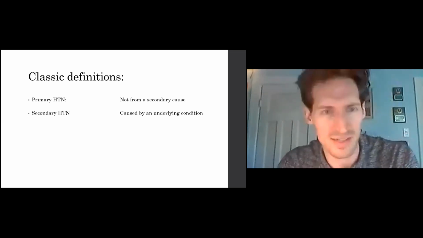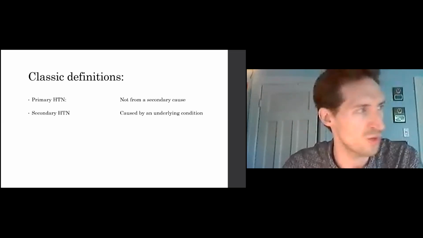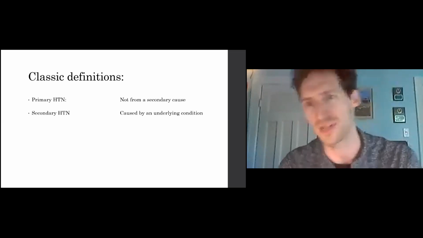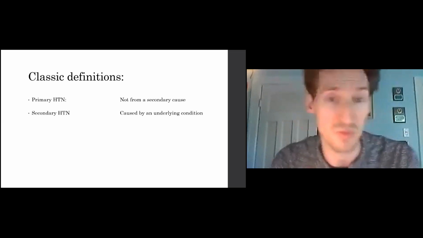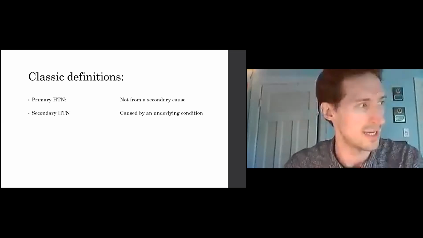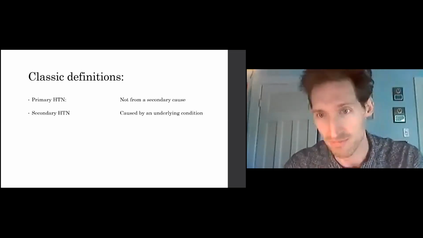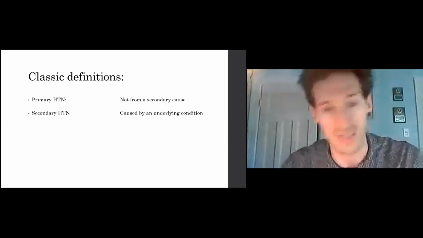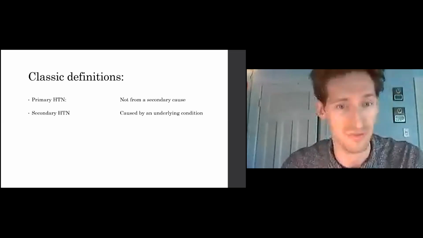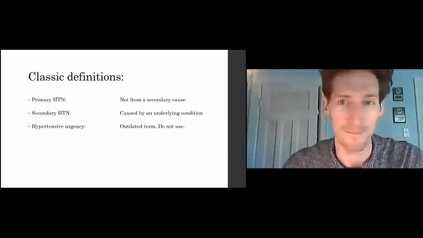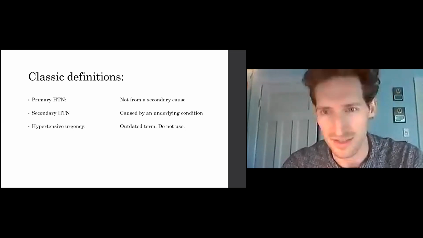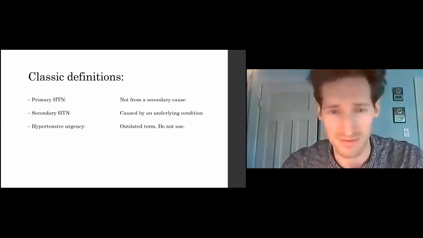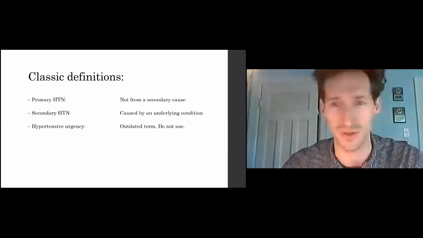So the classic definitions that you'll find in the textbooks, there's primary hypertension, which is basically kind of like the old school term essential hypertension, basically the hypertension that most people are walking around the street with. Secondary is basically caused by a pathological condition, whether it's renal artery stenosis or the good old zebra pheochromocytoma. Hypertensive urgency is an outdated term, do not use, and I'm not even going to describe it because it's being thrown out the window as it should.